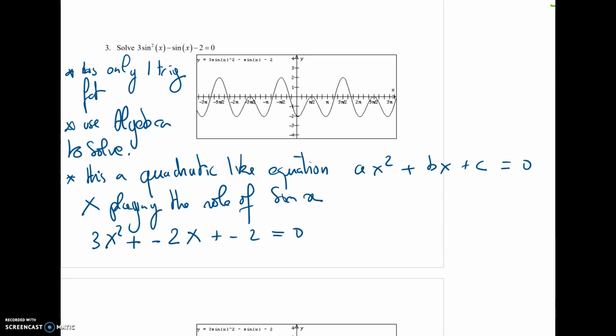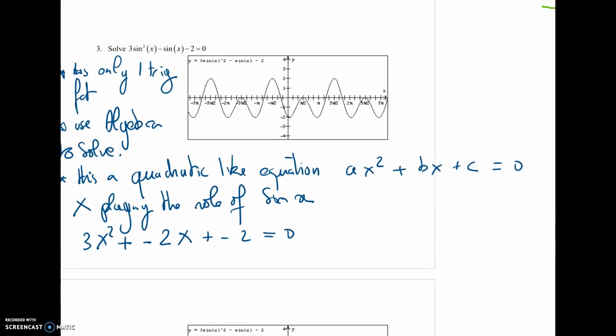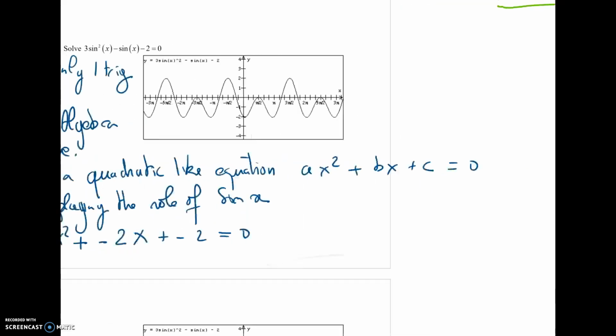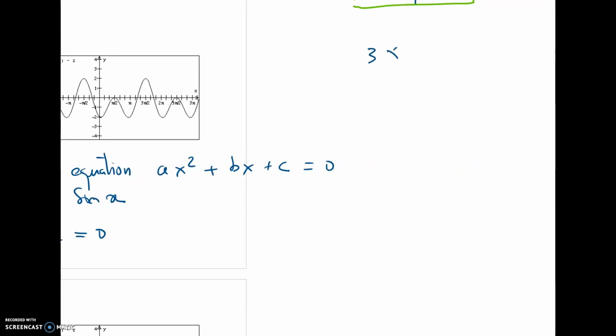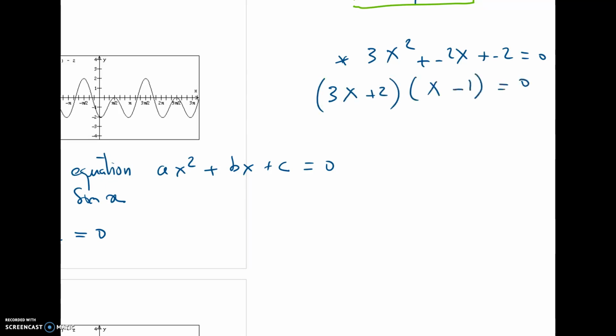You have several ways to solve that problem. The first way is to try to see if you can factorize, and it's kind of easy in this case. So if we have 3x squared plus negative 2x plus negative 2 equals 0, you can end up with (3x plus 2) multiplied by (x minus 1) equals 0. Now you have been able to factorize this quadratic-like equation.